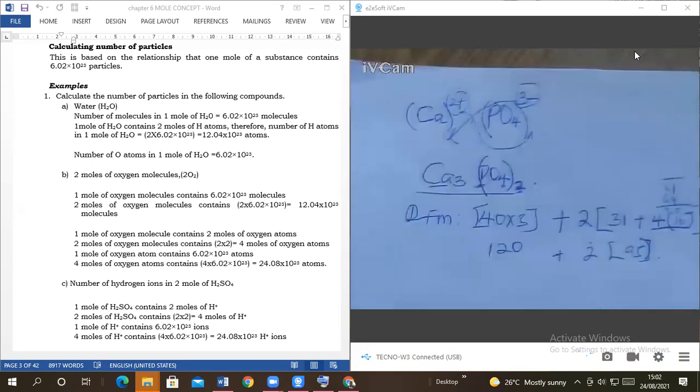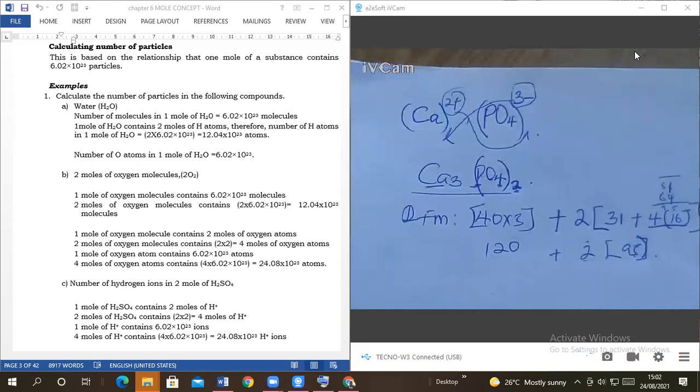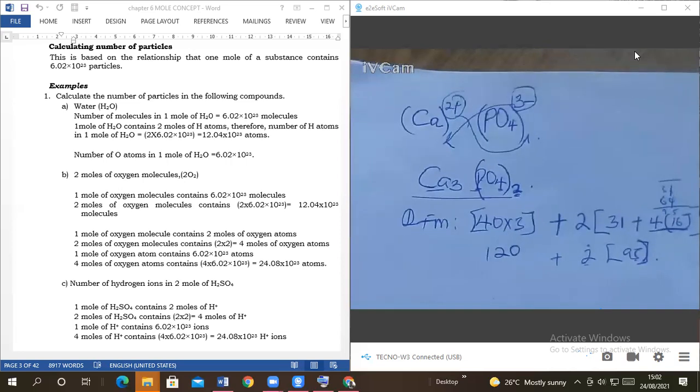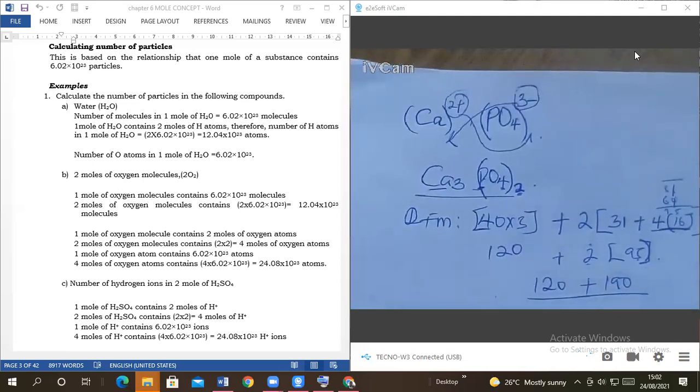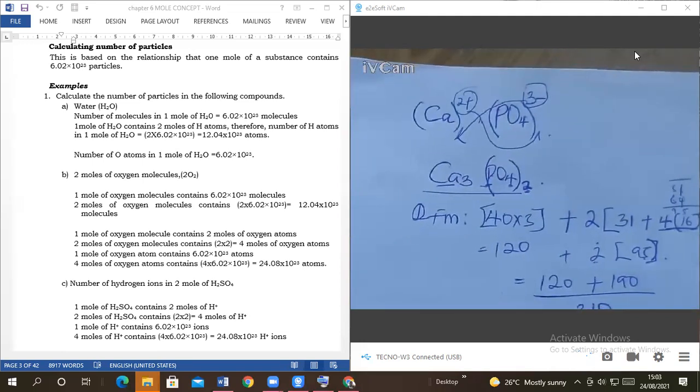I don't have a calculator here, but if you multiply 2 times this, you get what? Someone on the calculator, 2 times 95? 190. Add it to 120. What do you get? 310. This is the relative formula mass of this compound.